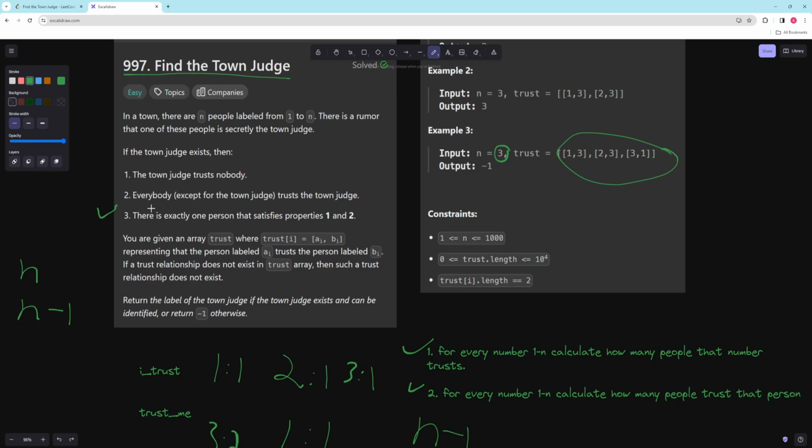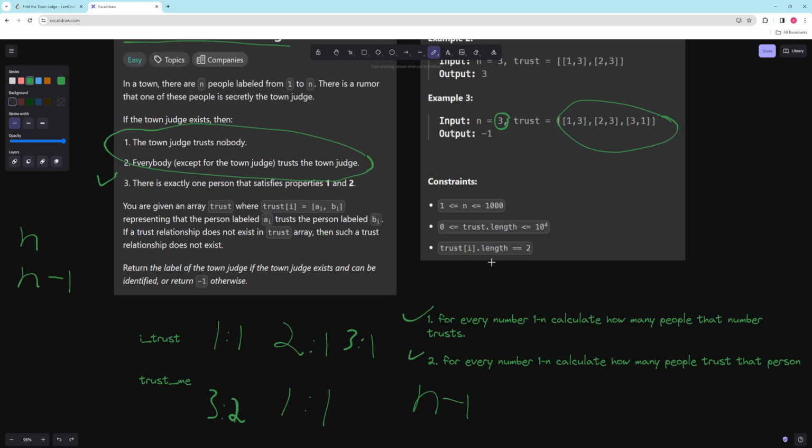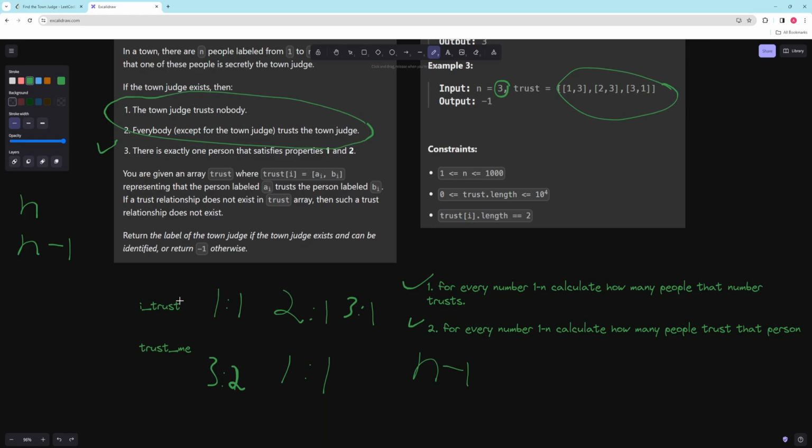So this is already implied. So if there is a person who satisfies these 2 things, then that's your answer. You don't have to check if there's like a duplicate or anything. But that's basically it. So we can just make 2 dictionaries of the number of people who trust that person and the number of people that person trusts, then just go through the values.